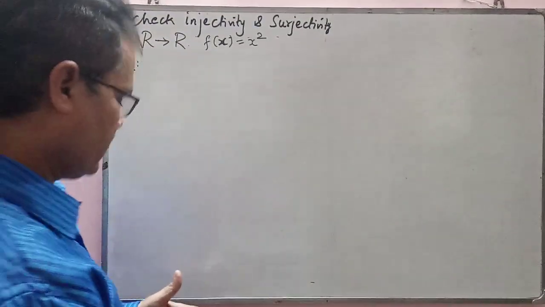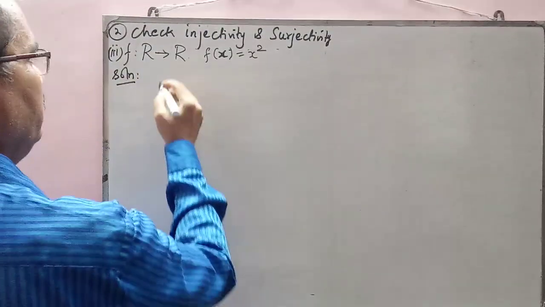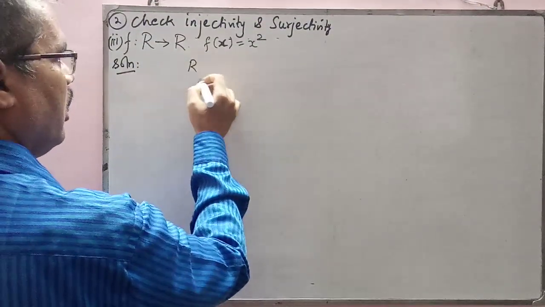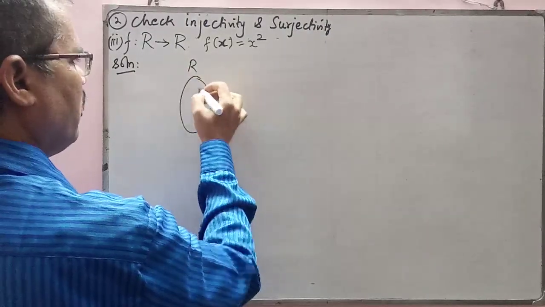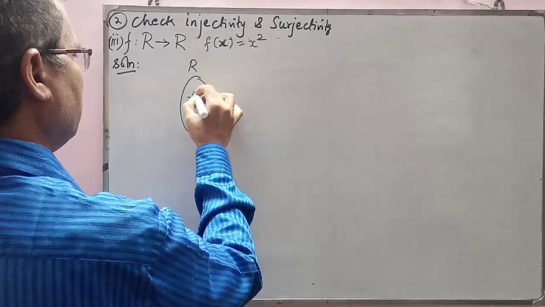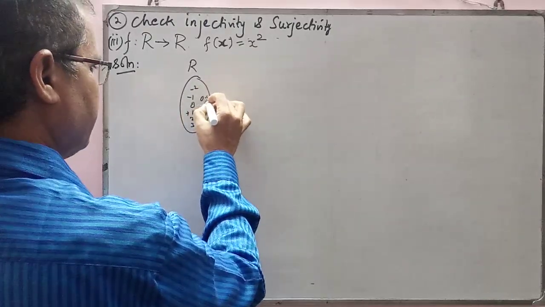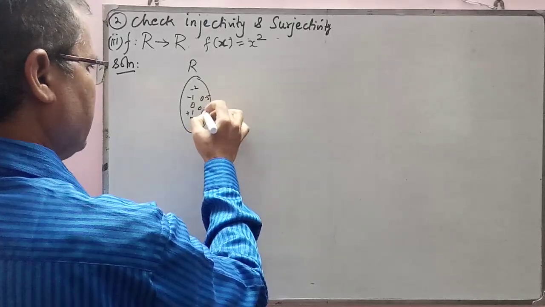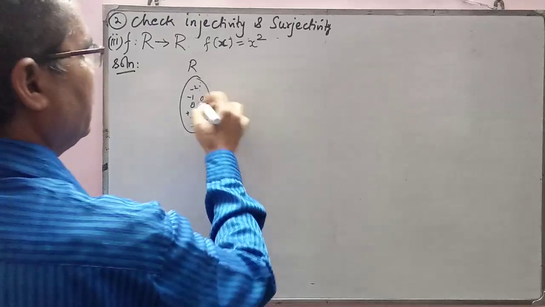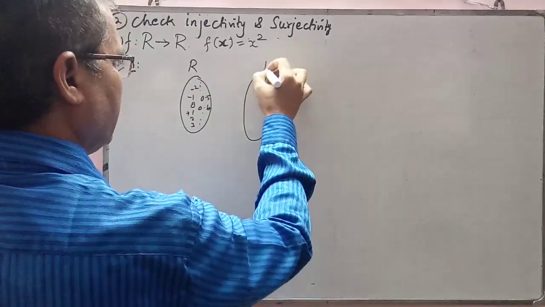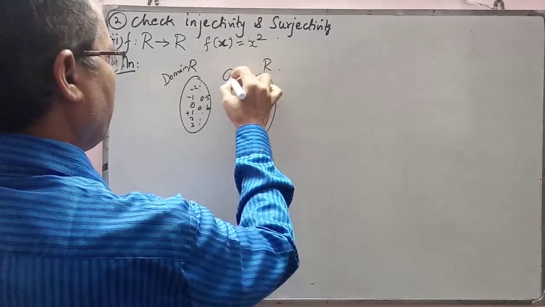The question says check injectivity or surjectivity for R to R. As I told you, here the domain is R. R is a huge set. Every number will be there in this. So your domain will have all the numbers: 0, 1, 2, negative numbers or positive numbers, decimal numbers, fractions, everything, rational, irrational, except imaginary numbers. All numbers will be there in the real numbers. So it is going to be mapped again to the real numbers. So the domain is also the real numbers, and the codomain is also the real numbers.